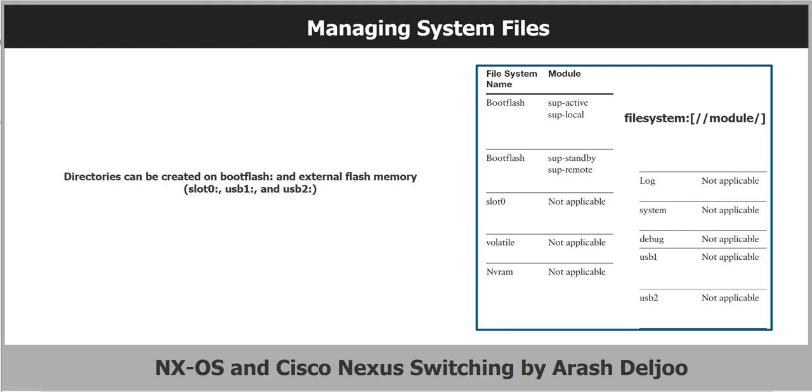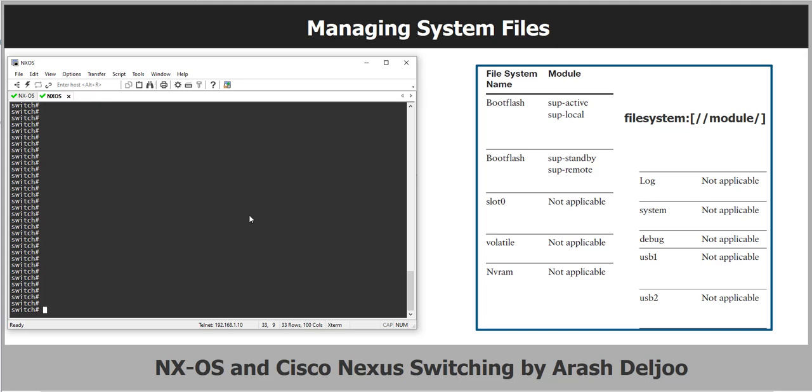also be downloaded. Okay, about the file system, this table outlines the parameters for the syntax for specifying a local file system. Here you can see the file system name and then module, file system, colon, slash module. This is optional. Okay, let me show you. It is very easy. For example, here I want to check the boot flash. We can use the dir command, directory command, dir boot flash.